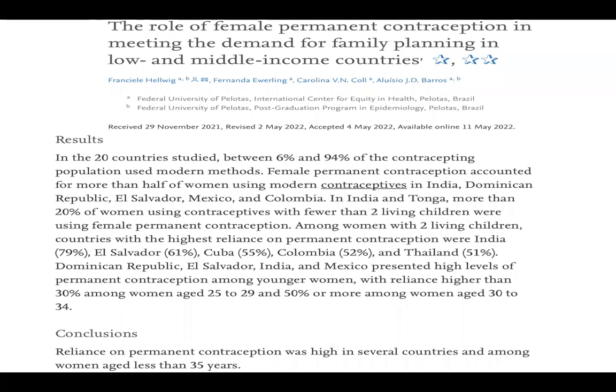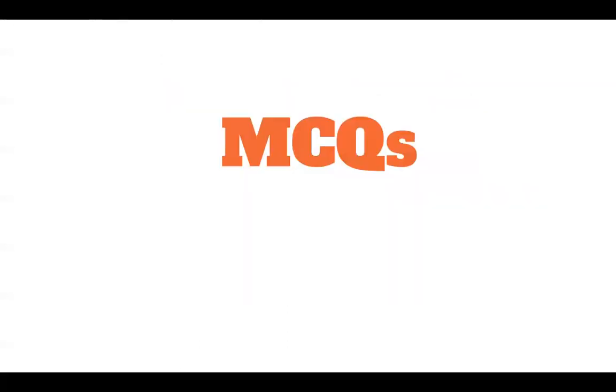Dominican Republic, El Salvador, India, and Mexico presented high levels of permanent contraception among younger women, with reliance higher than 30% among women aged 25 to 29 and 50% or more among women aged 30 to 34. Conclusion: reliance on permanent contraception was high in several countries and among women aged less than 35 years.